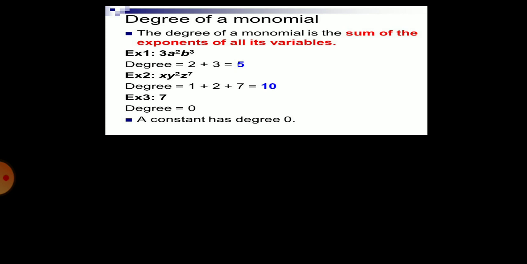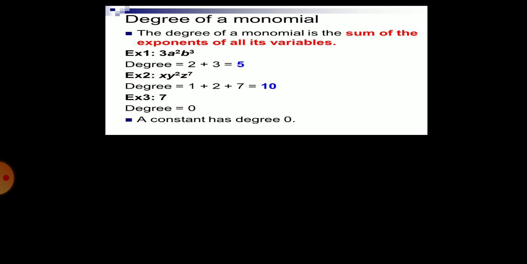Second one is x y square z power 7. So let us add all the powers of the variables. When there is no power for a variable, its power becomes 1. x does not have any power, so its exponent is 1. Exponent of y is 2. Exponent of z is 7. So its degree becomes 1 plus 2 plus 7, that is equal to 10. So you should understand and save it in your brain that the degree of a monomial, which contains only one term, is the sum of the exponents of all its variables.